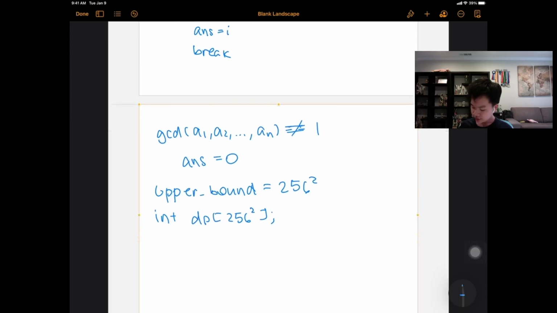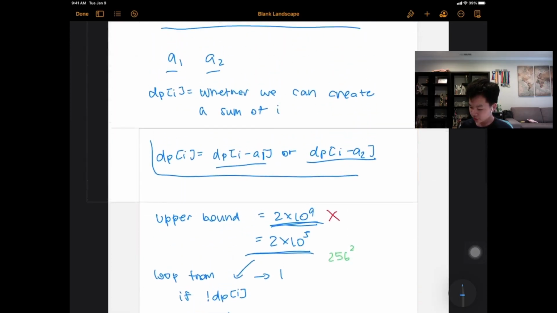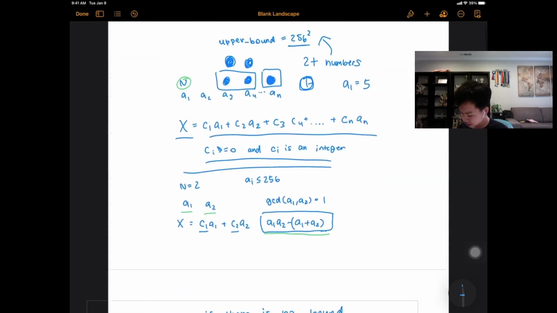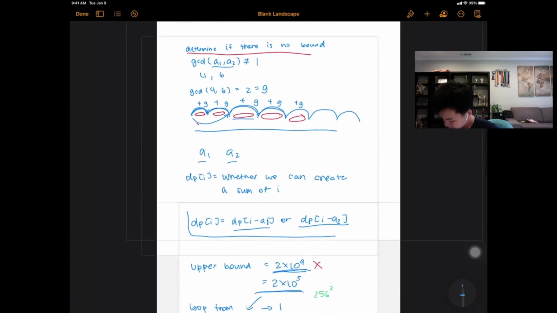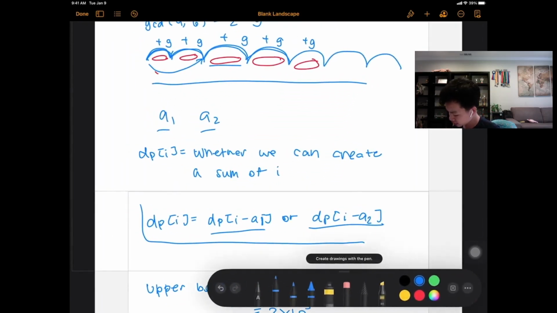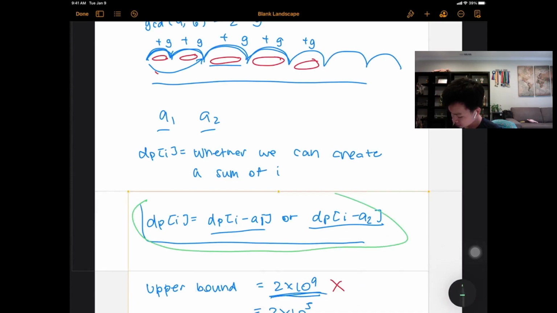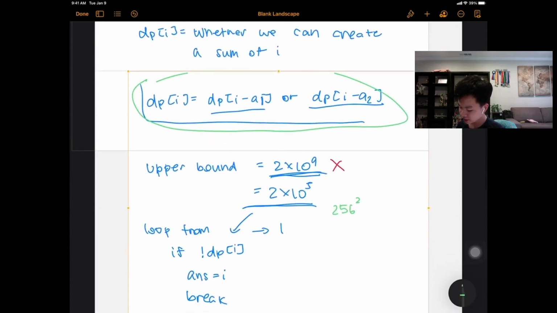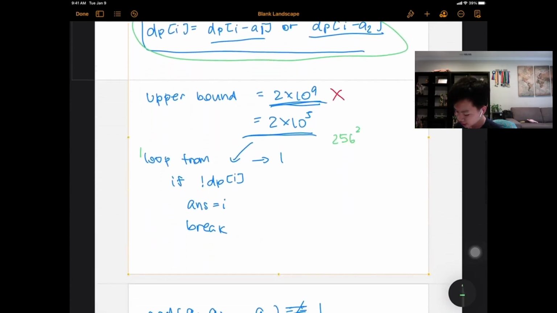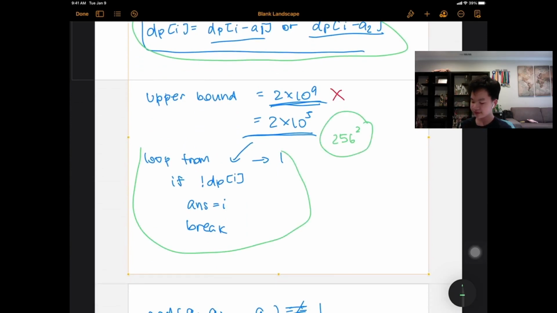All right, so now that we have our dp, we can just perform the knapsack that I mentioned here. So now we've filled out our dp values, and then finally we loop from our upper bound, which is now 256 squared. If we find something that's not right, our answer is equal to i and then we break. All right, so let's get coding.